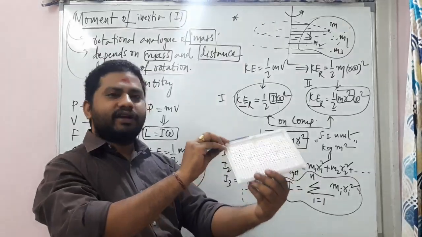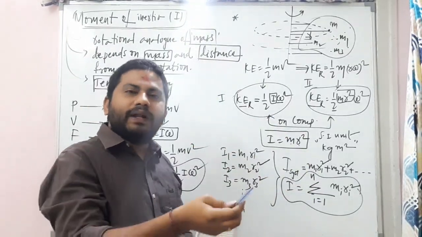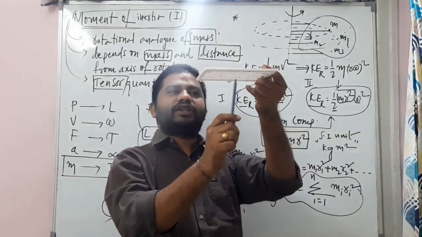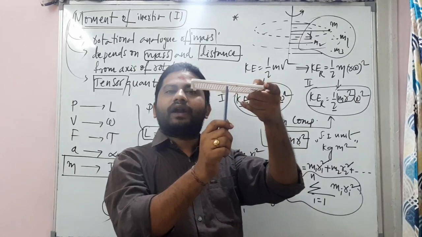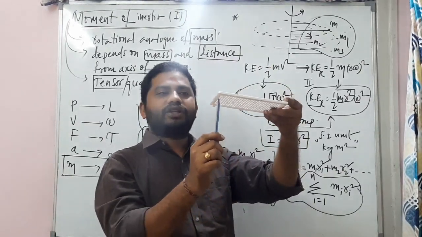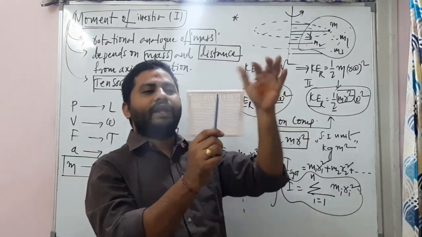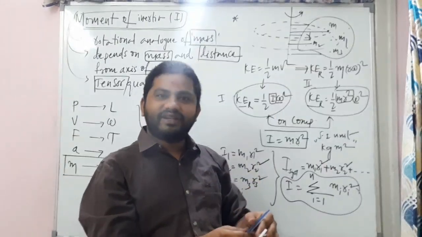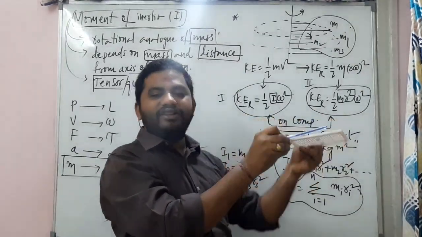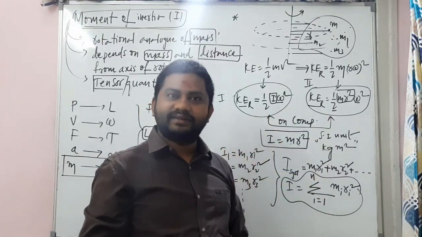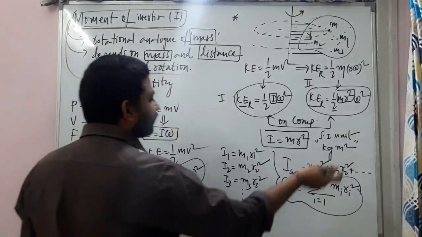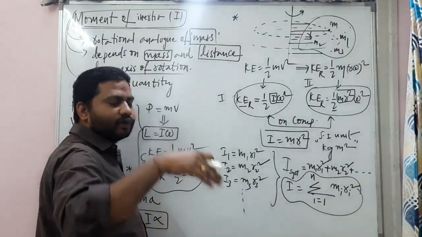So when the axis of rotation is changing, the moment of inertia value will change. When the axis of rotation is passing through the center of mass, the value of moment of inertia is different. When the axis of rotation is passing from one end, this is different. Moment of inertia is different. When axis of rotation is like this and the body is rotating, in this case moment of inertia is different, like this. So when the axis of rotation is changing, the moment of inertia of the body about a particular axis of rotation changes.